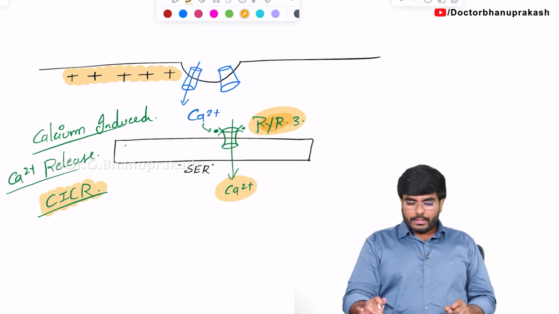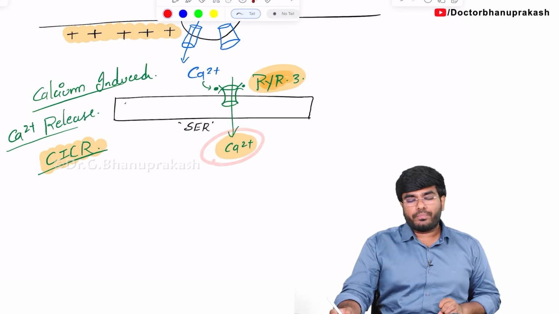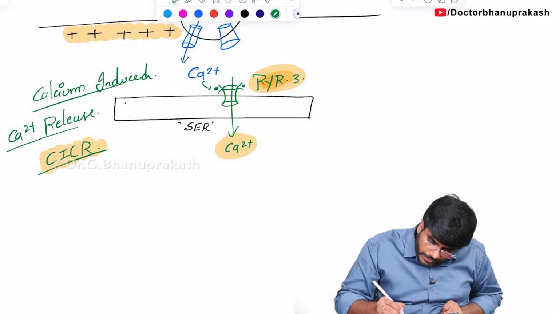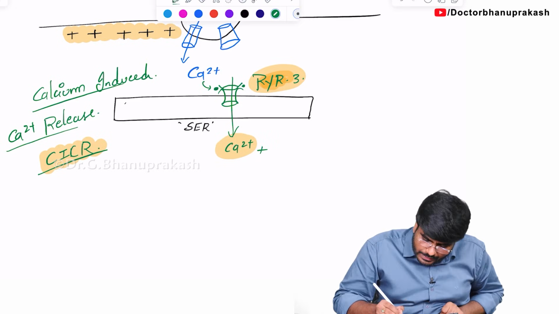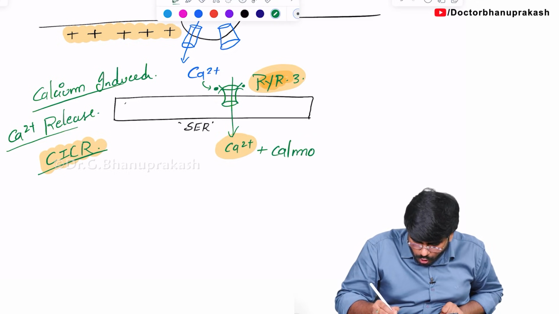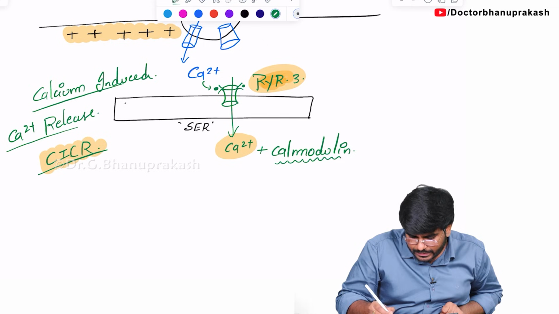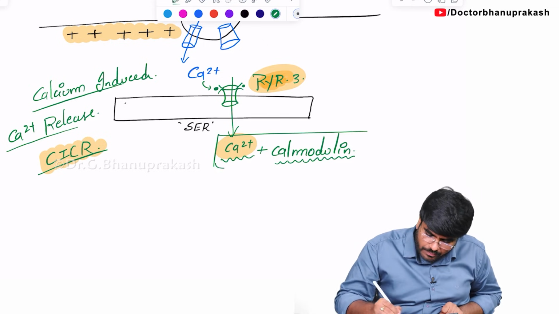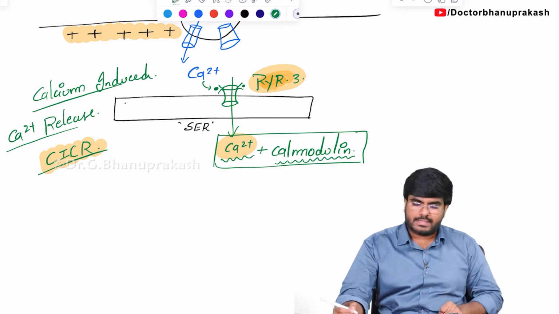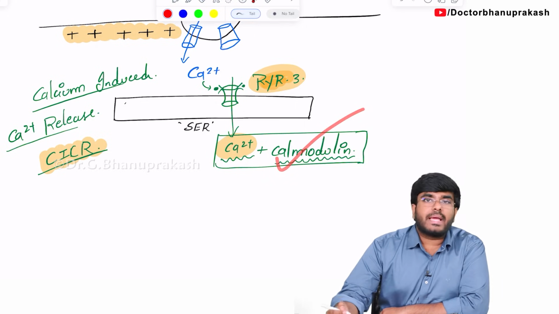Now you tell me what this calcium is going to do. This calcium is going to bind with a calcium binding protein, called what? Calmodulin. Calcium is going to bind with calmodulin. This is called a calcium calmodulin complex. Now, what is the role of this calcium calmodulin complex?